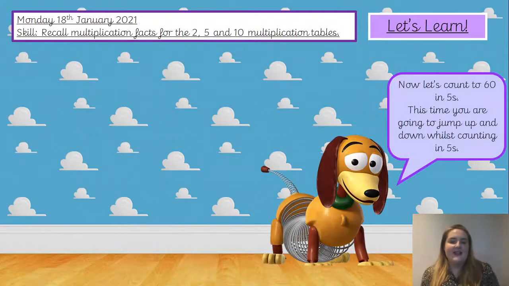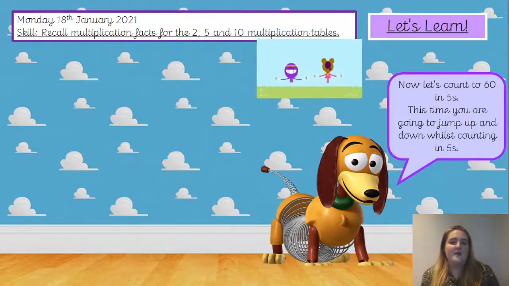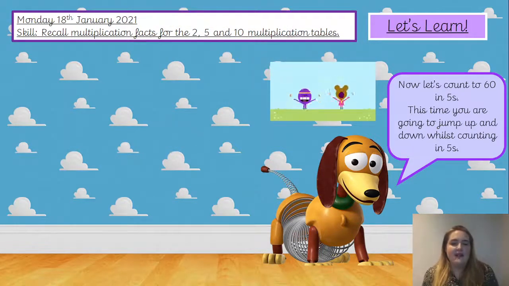Next one then. This time we are going to be counting up to 60, but we're going to be counting in 5s this time. So we're not counting in 10s anymore, we're counting in 5s, so it's getting a little bit more tricky. And this time, rather than doing star jumps, I'd like you to do a jump up and down in the air whilst counting in 5s. So once again, make sure you're in a nice safe space.